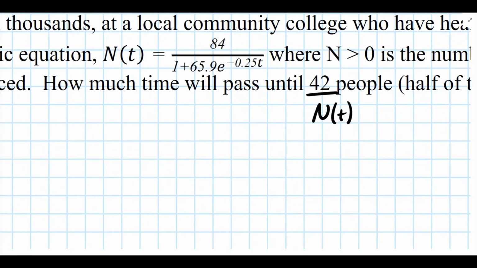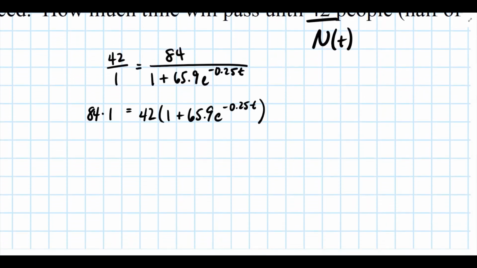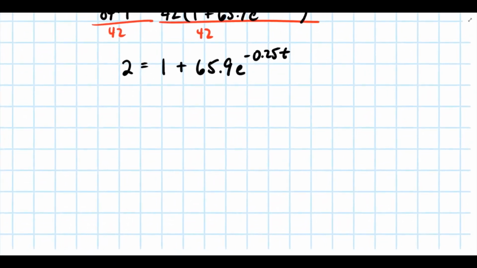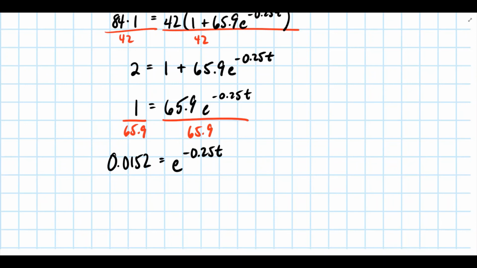To solve this equation for t, I would initially consider a pair of equivalent fractions and rewrite them using properties of proportions. Now we can continue solving for t without the fractions. Subtract 1 from both sides, then divide by 65.9. Now rewrite the exponential equation as a logarithm and divide by negative 0.25.